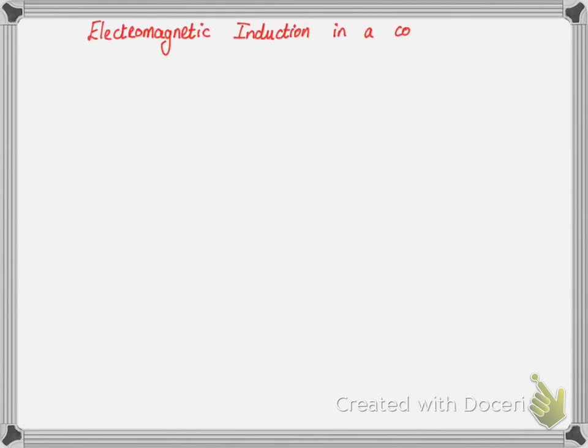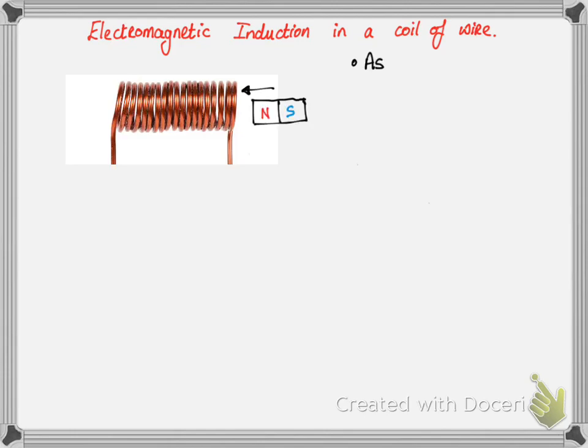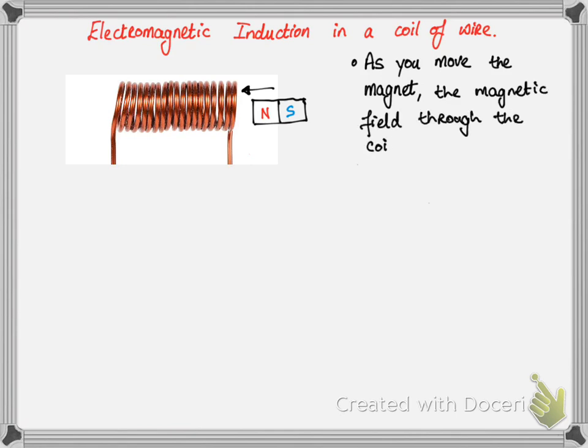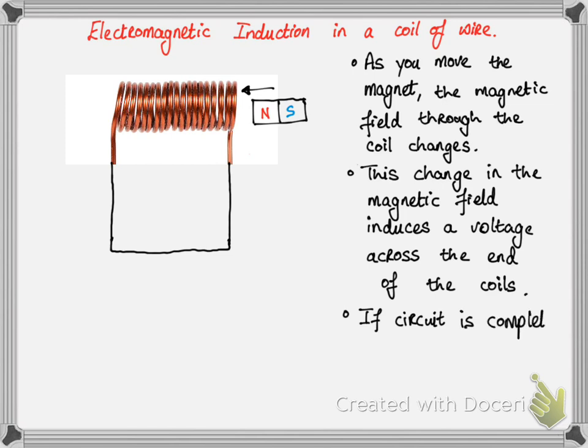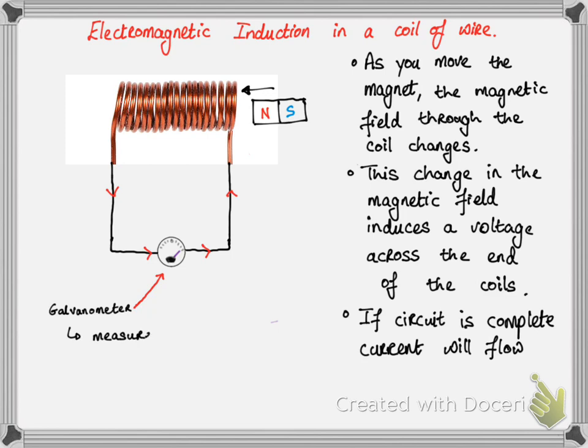So, next thing that we're going to talk about is electromagnetic induction in a coil of wire. As you move a magnet through a coil of wire, the magnetic field changes. This change in the magnetic field induces a voltage across the coil. So, if you place the coil in a complete circuit, a current will flow. And we can incorporate a galvanometer, which will allow us to measure really small amounts of electric current. Essentially, if you put a bar magnet into a coil, a potential difference will be created and therefore a current will flow.